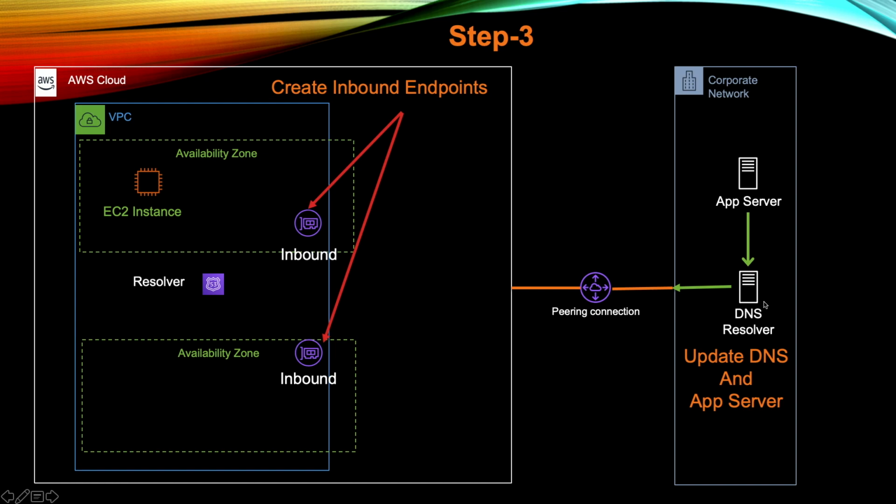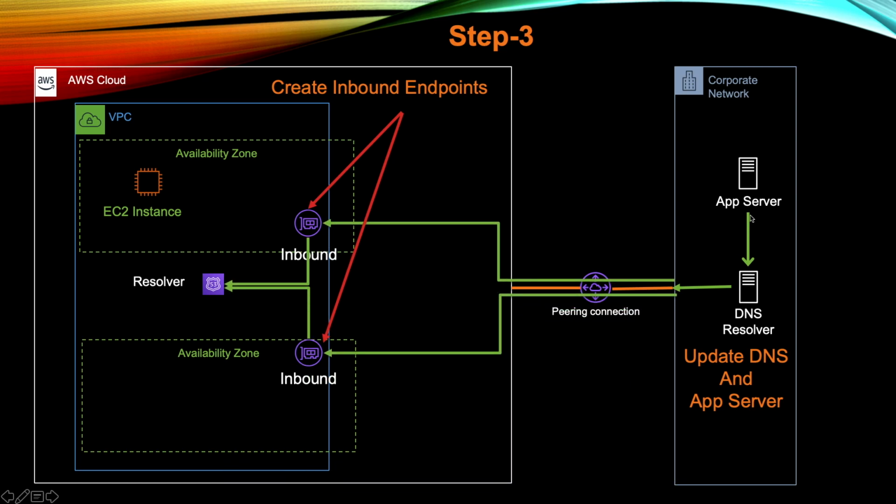So once it is done, after that, any query coming from the app server to this DNS related to AWS DNS records will be sent to these endpoints, either one of these endpoints. And once it is there, it will check the Route 53 resolver hosted zones.